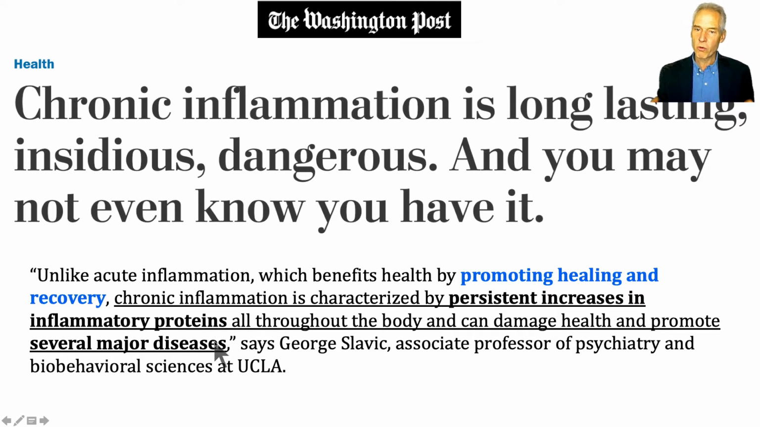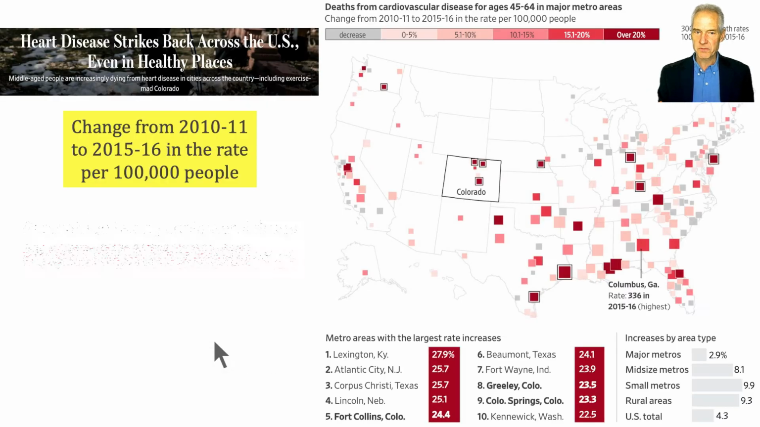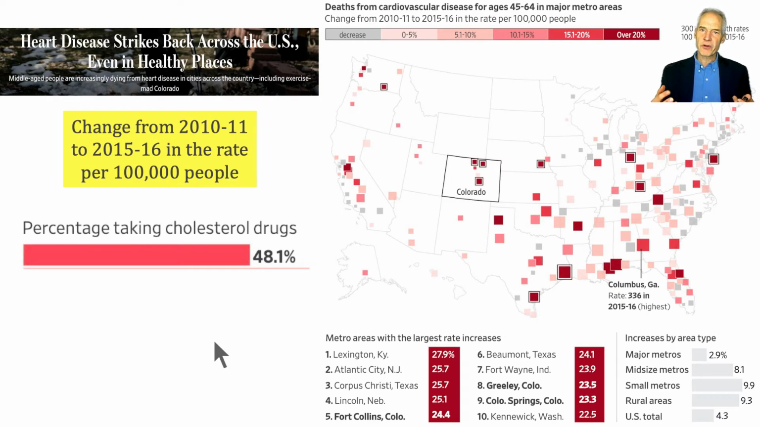That's really what we're measuring, and we feel it's not being measured very accurately, particularly in America, in our labs and our medical consults and visits. Here's a very recent article from the Wall Street Journal. What it shows is that heart disease strikes back across the U.S., even in healthy places. So we think we're doing the right thing. We're controlling blood pressure, we're controlling lipids, yet it turns out that mortality in America is actually increasing.